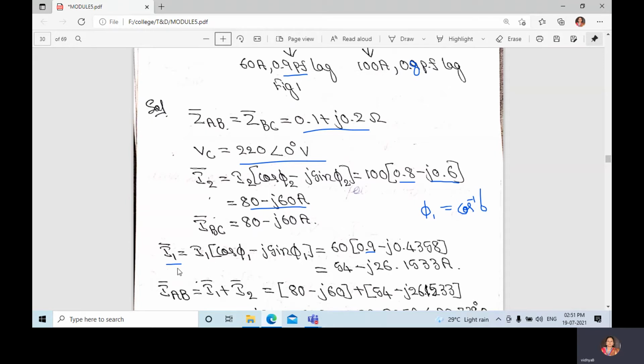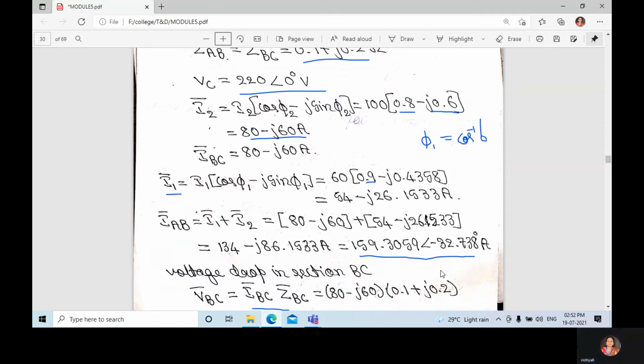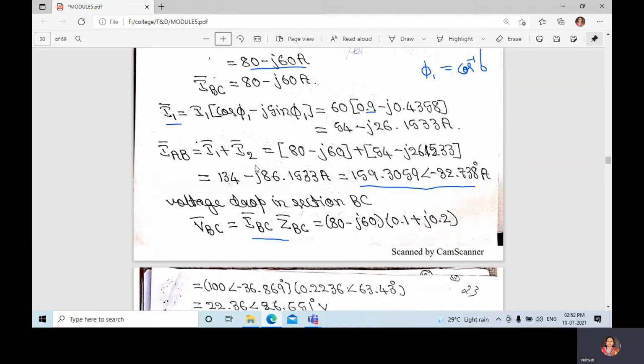I1 vector is equal to I1 into cos phi 1 minus j sin phi 1. I1 is 60, and here cos phi 1 is 0.9. Again we need to find phi 1, and we substitute here 0.4358. You will get 50 minus j26.1533 amps. IAB is nothing but I1 plus I2. If you substitute all the values of I1 and I2, you will get 159.3059 at angle minus 32.738. They have converted it into polar form. First they found it in complex form, and next they converted it.